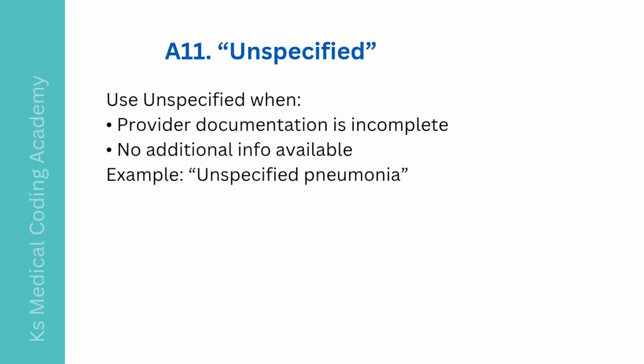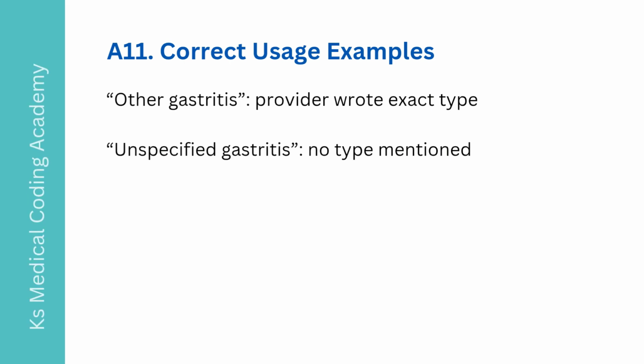Unspecified. Use unspecified when the provider's documentation is incomplete or vague. If the record simply states pneumonia, with no further detail, you must use an unspecified pneumonia code. Correct usage examples. Remember, other gastritis is used when the provider specifies a type that the index doesn't have a precise code for, while unspecified gastritis is used when no type is documented.